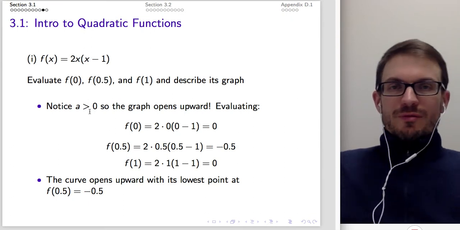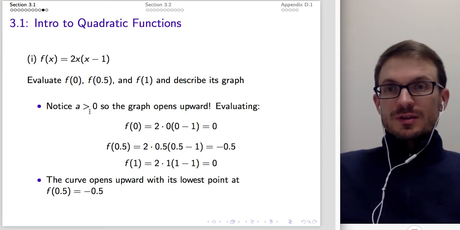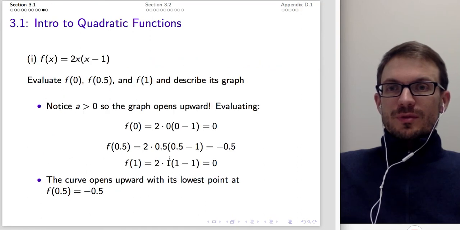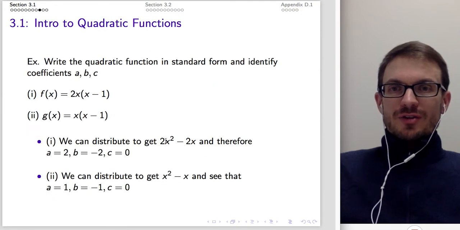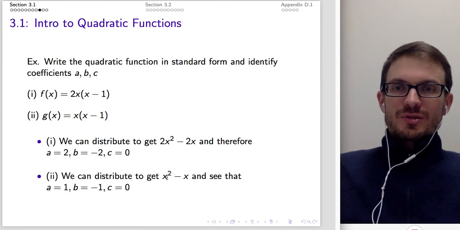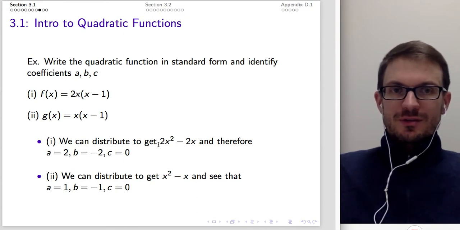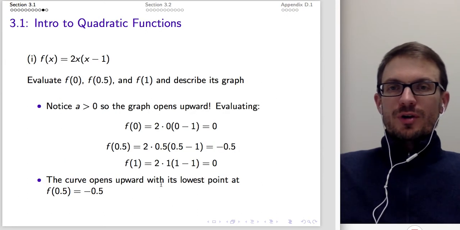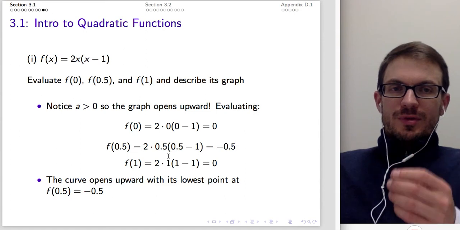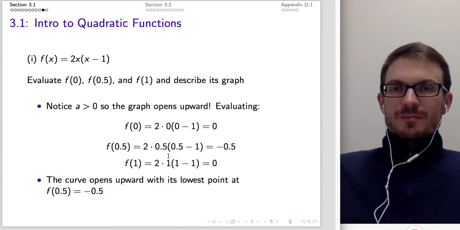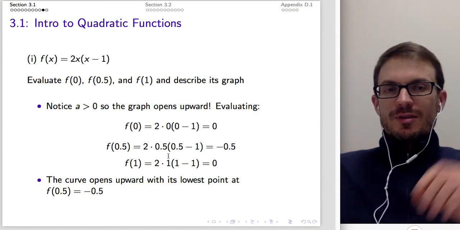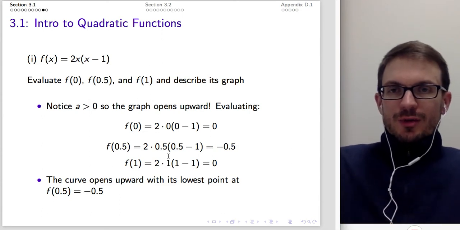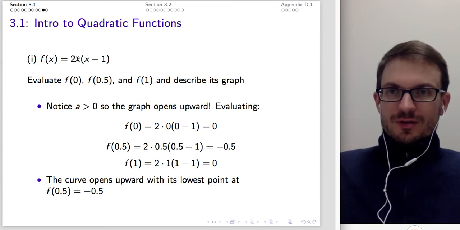And describe the graph. Well, the first thing we can observe is that a is positive. Our a term, in both of these, is the coefficient on the square term. It's positive in both cases. So we know for sure this is going to open upward, which means the vertex, the bottom of it, is going to be a minimum. Otherwise, it could have opened downward, and then we'd have the maximum point, like we saw with the Dude Perfect example.